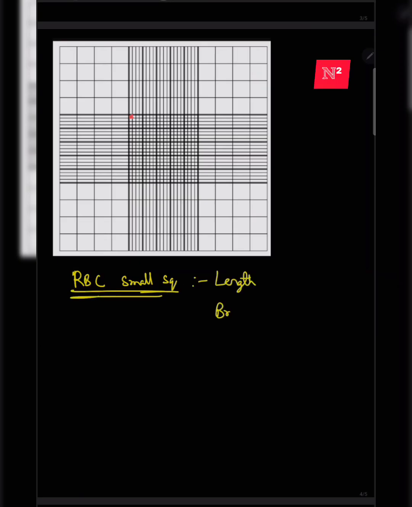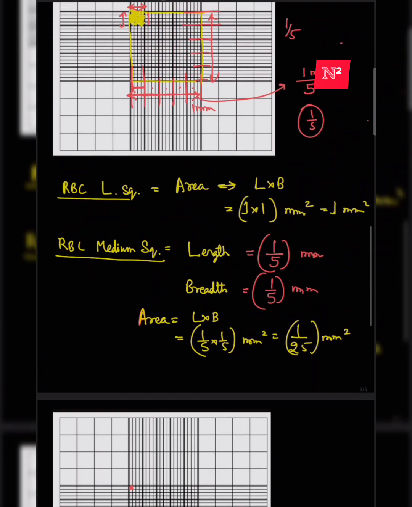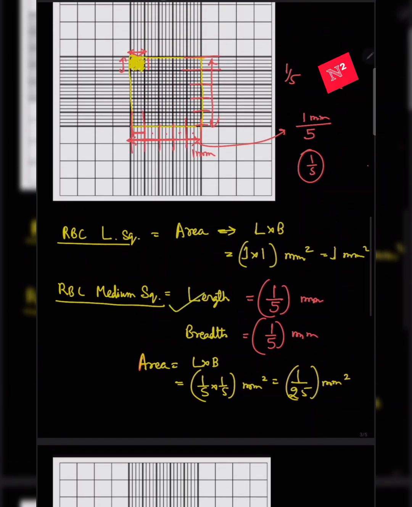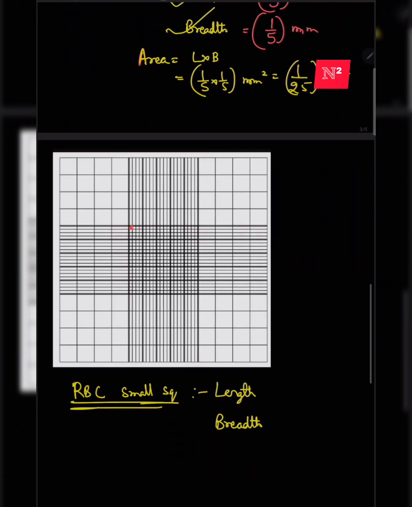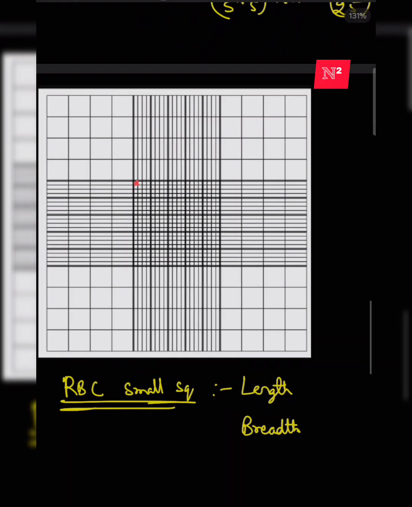Now what will be the area, length and breadth of the RBC small square? Now we will have to calculate the parameters of the RBC small square. What will be the length, what will be the breadth? Let's find out. Up till now we found that the length of the RBC medium square is 1 by 5 and the breadth of the RBC medium square is 1 by 5. Let me enlarge this.